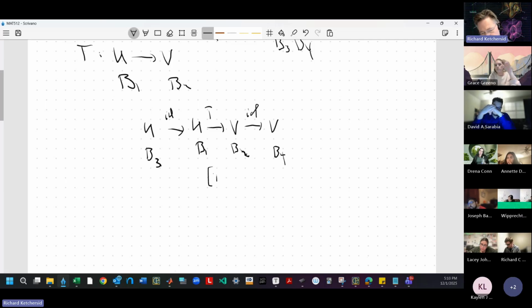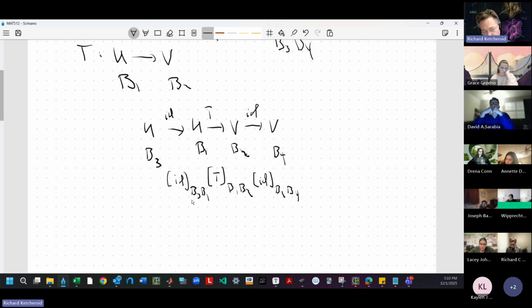And so over here, I have my basis t. My matrix for t with respect to b1, b2 is there. Over here, I have my identity map with respect to the basis b2, b4. And over here I have my identity map with respect to the basis b3, b1. So that's the sort of structure we want that's going to do this whole thing.